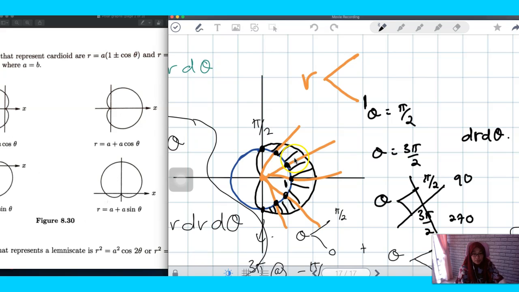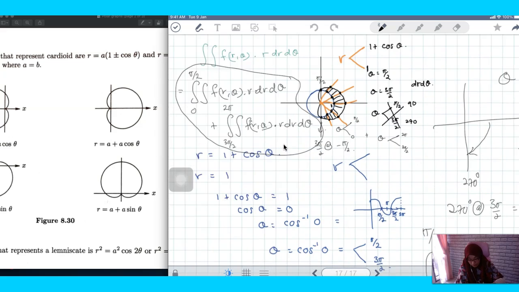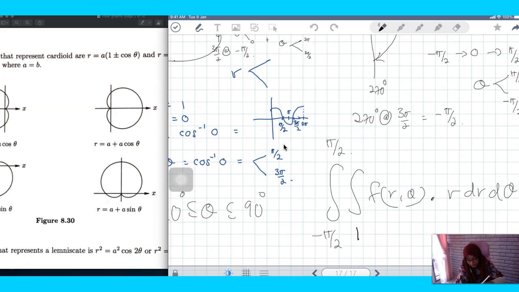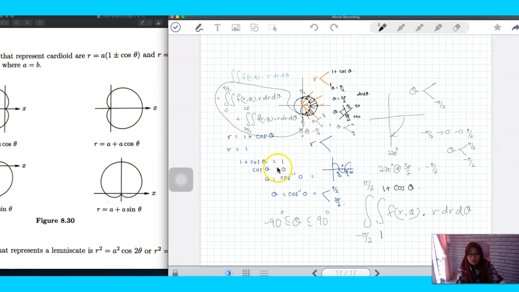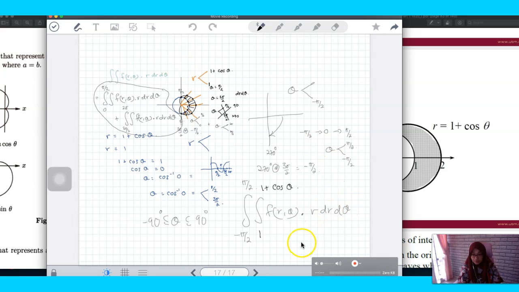Then you keep moving along these lines, and they all end up at this point, and those points are lying on r equal to 1 plus cos theta, which is the cardioid. So now you know that the limit of r is from 1 to 1 plus cos theta. You can see that the limits are not all constant. Okay, so that is the answer, because we just wanted to determine the limits.